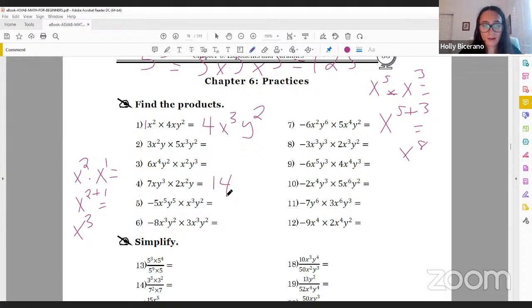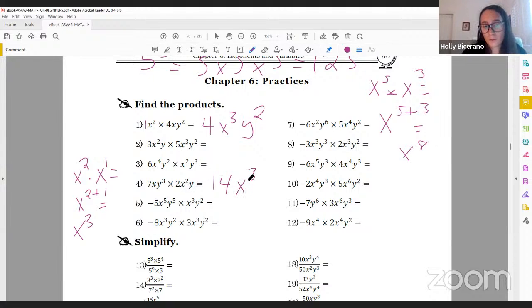Okay, now x times x squared. So we try that. Remember, there's that invisible 1. So x is the same as x to the power of 1. So x times x squared, 1 plus 2 is 3. That becomes x to the power of 3.